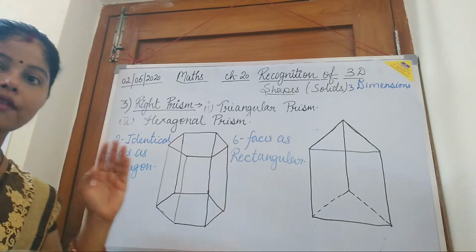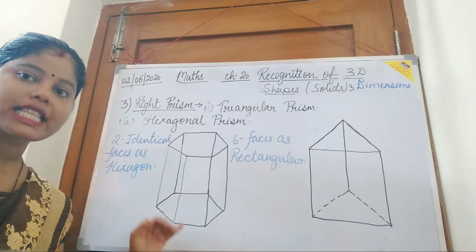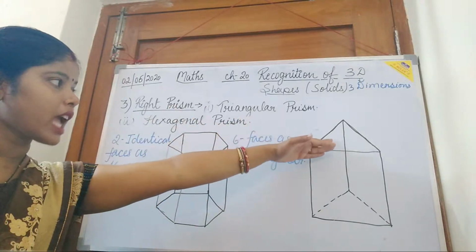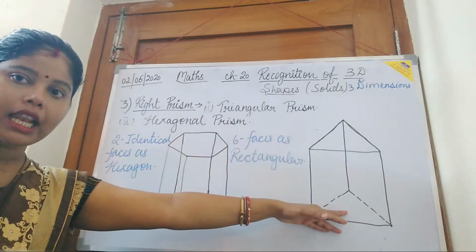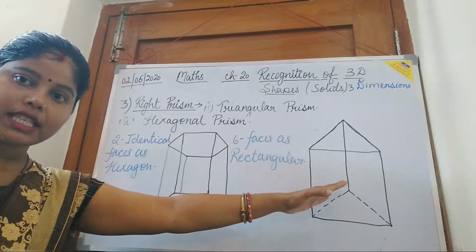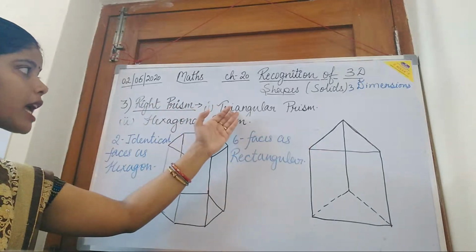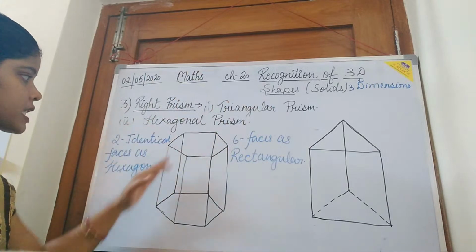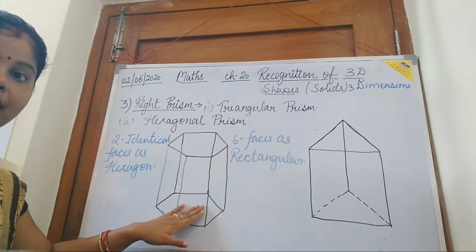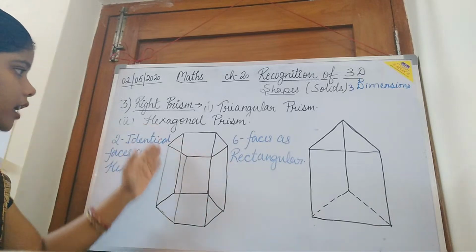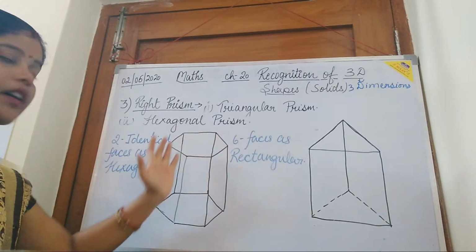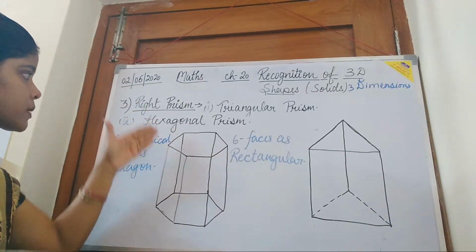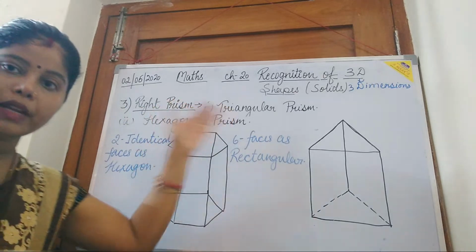For a right prism, always remember that the top and bottom faces identify its name. In the triangular prism we have the top and bottom as triangles and other faces as rectangular faces, that's why this right prism is named a triangular prism. And in the hexagonal prism, the top and bottom faces are hexagons and the other 6 faces are rectangles. So that's why this right prism is named a hexagonal prism.